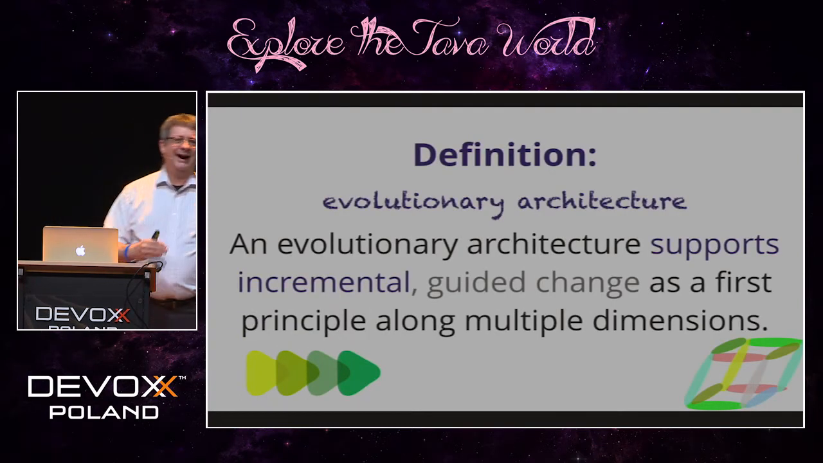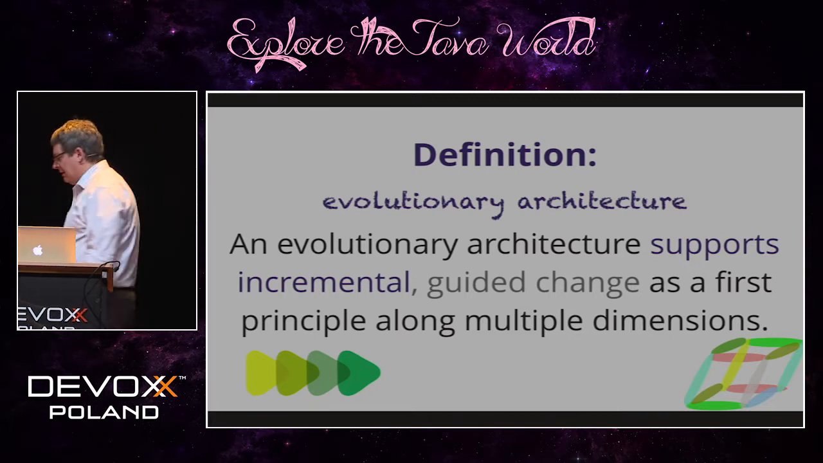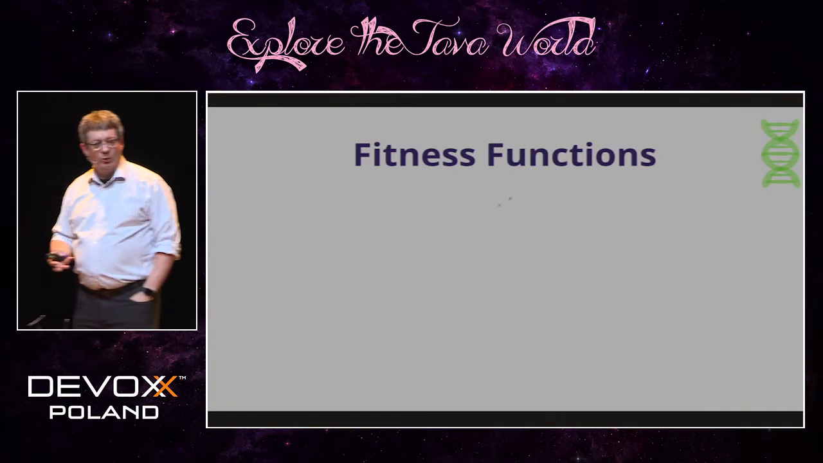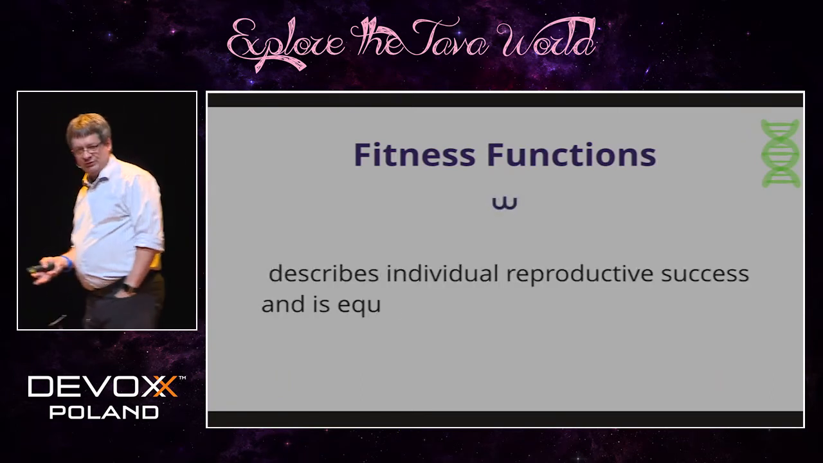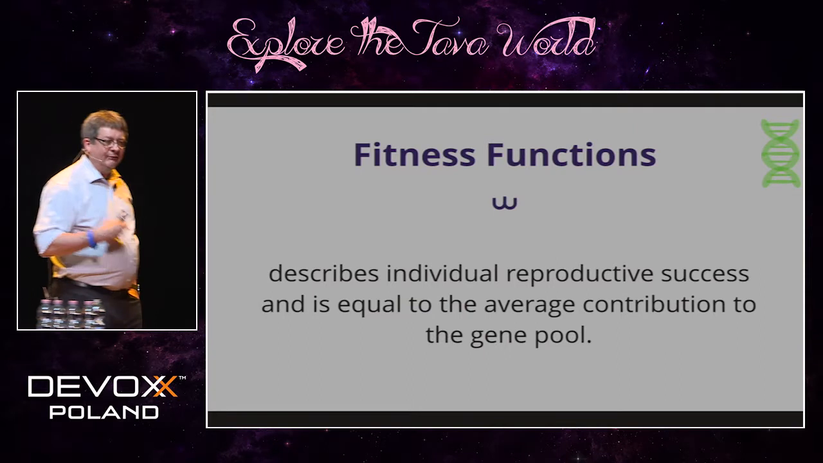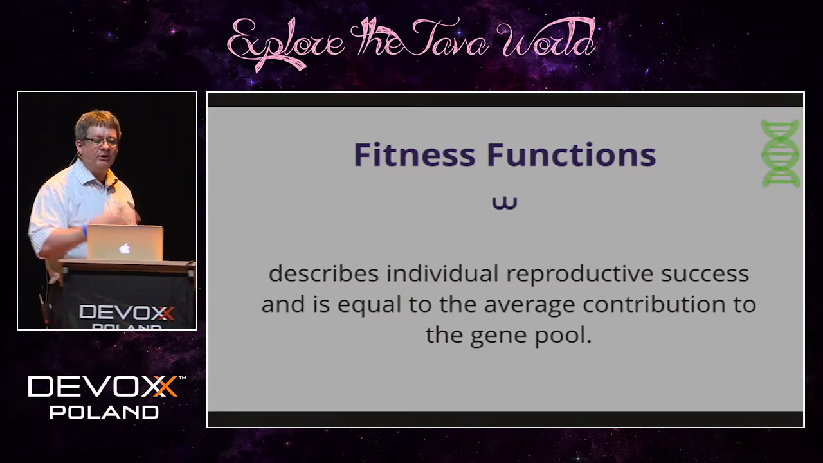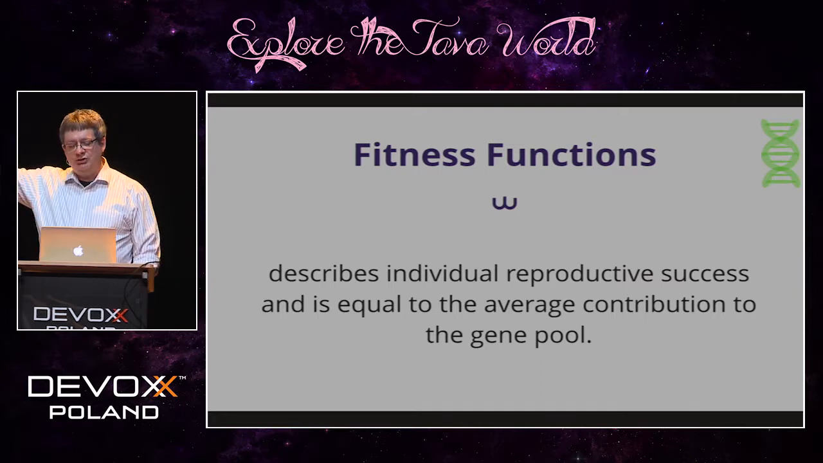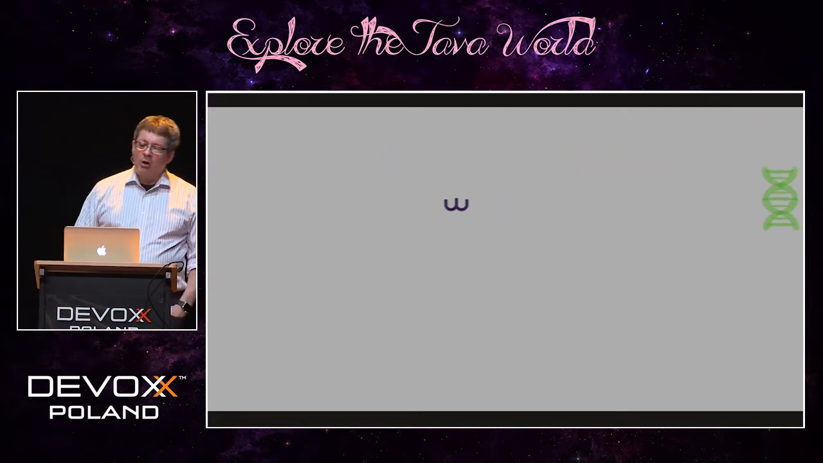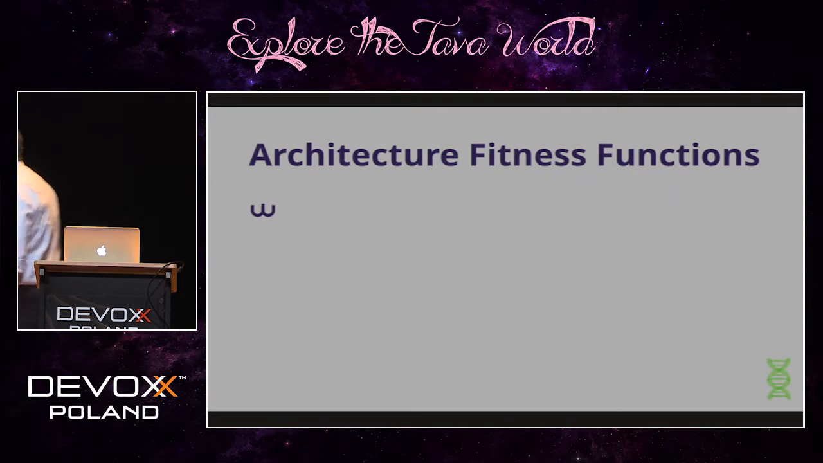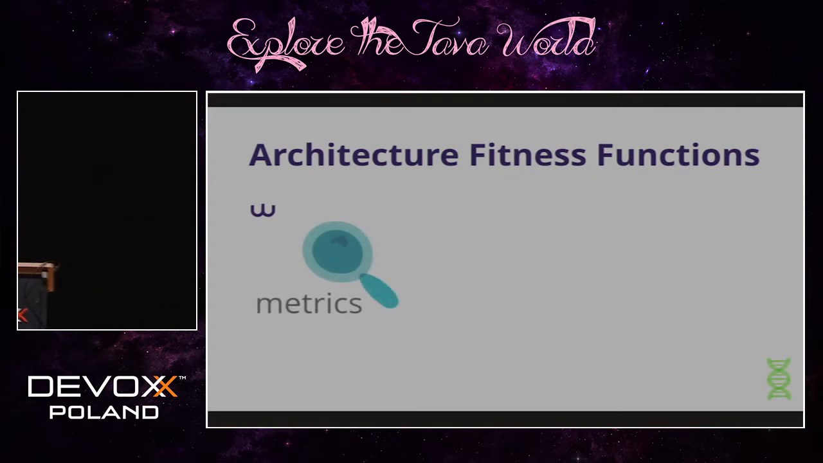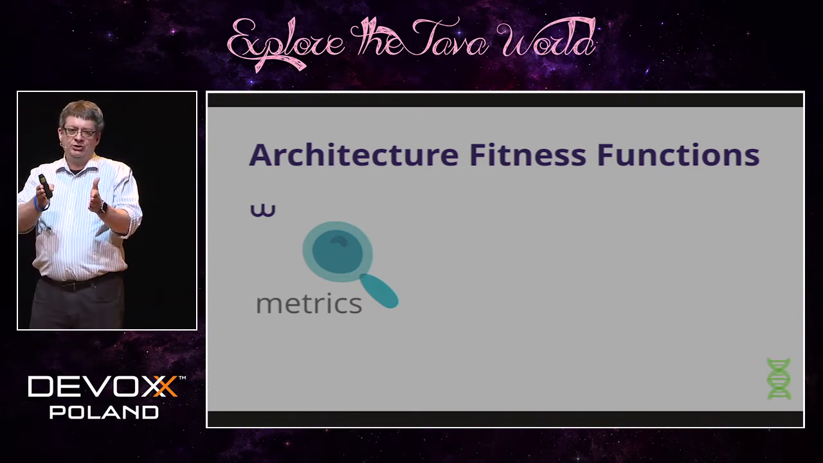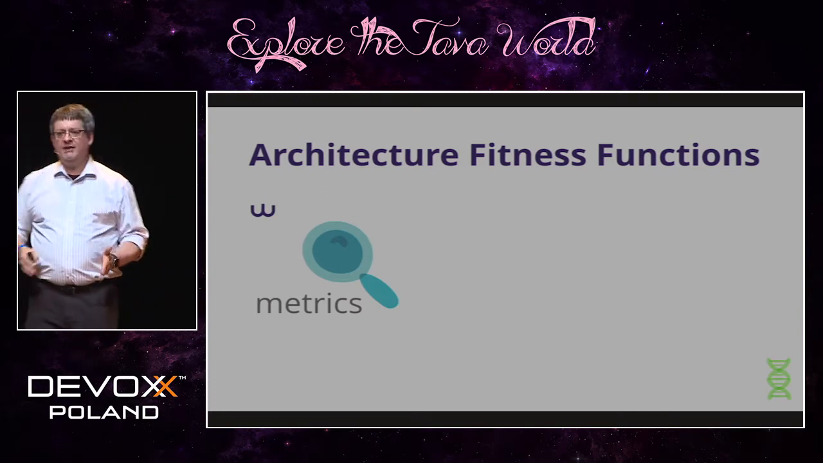Let's talk about guided change. And this is where we're coming back to the evolutionary biology metaphor and this idea of fitness functions. A fitness function in evolutionary biology describes reproductive success and is equal to the average contribution to the next generation's gene pool. But when we're talking about this from a software standpoint, what we're talking about are ways to guide the pieces of our architecture so that it doesn't violate rules that we want to have in place.